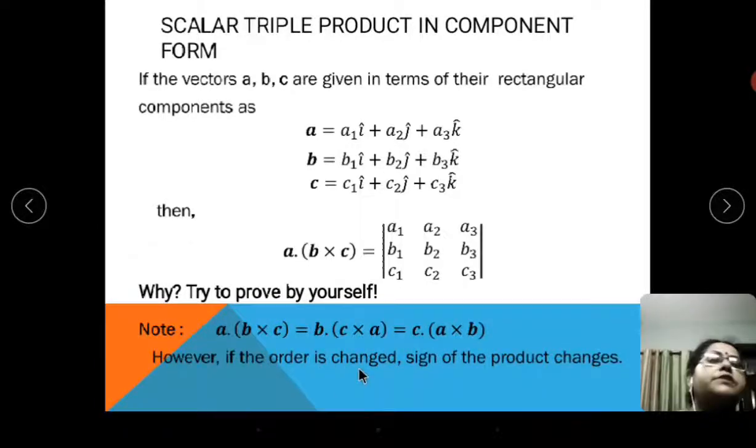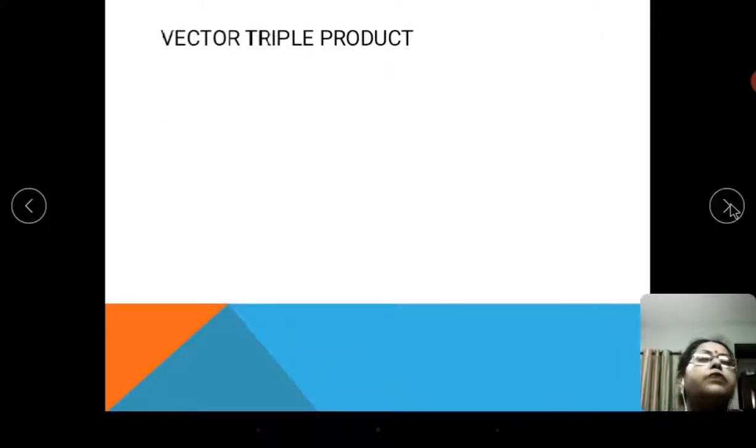However, if the order is changed, now one thing, go to this line, you see that the vectors have been just shifted, but the order has been the same. ABC, here also it's BCA, CAB, so the order is the same. But if there is a change in the order, like if we talk about A cross C cross B, then there will be a change in the sign. And that is also very obvious if you remember the anti-commutative law for vector product, that B cross C is equal to minus C cross B.